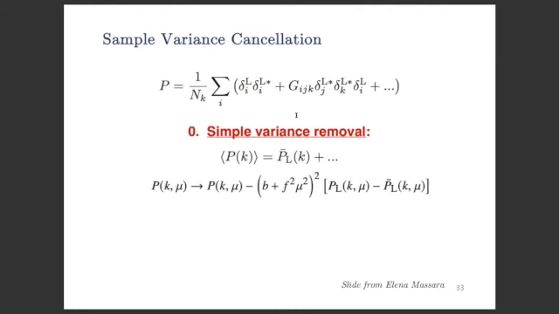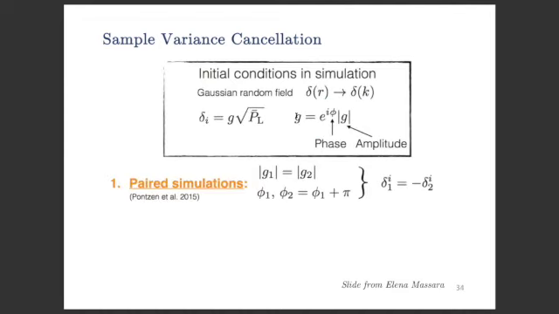There are many ways to remove the sampling variance without using a large number of realizations. But since we are out of time, I'll skip the sampling variance cancellation part and go right to how I use a pair simulation.